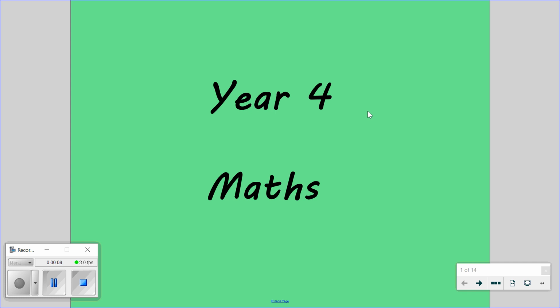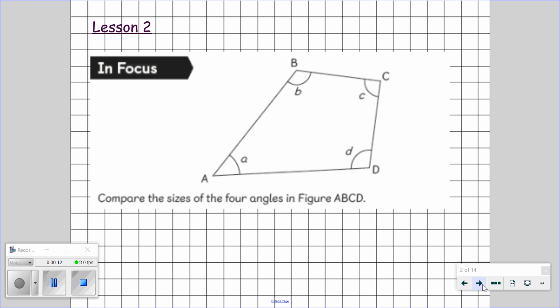Today we are carrying on our new topic on geometry. So last time we learnt about different angles. We learnt about acute angles, obtuse angles and right angles. And today we are looking at comparing angles.